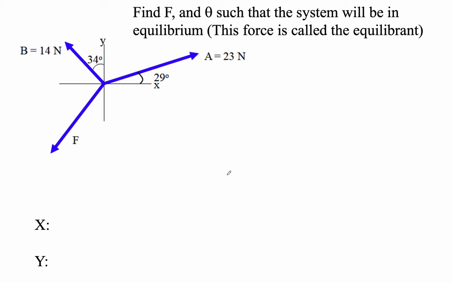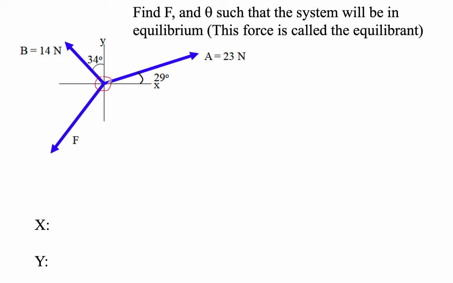Let's solve an equilibrium problem that has one unknown. When I say it's got one unknown, I'm saying that there's one force here that's going to put these two other forces in equilibrium. That is, when you add all these three forces up, it's going to add up to 0. And the way we do that is we have to look at it in the x direction and the y direction separately. So let's look at the x direction here.